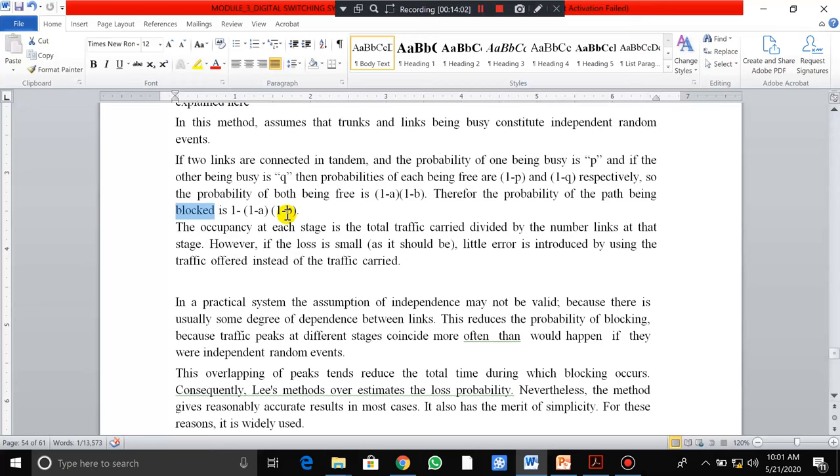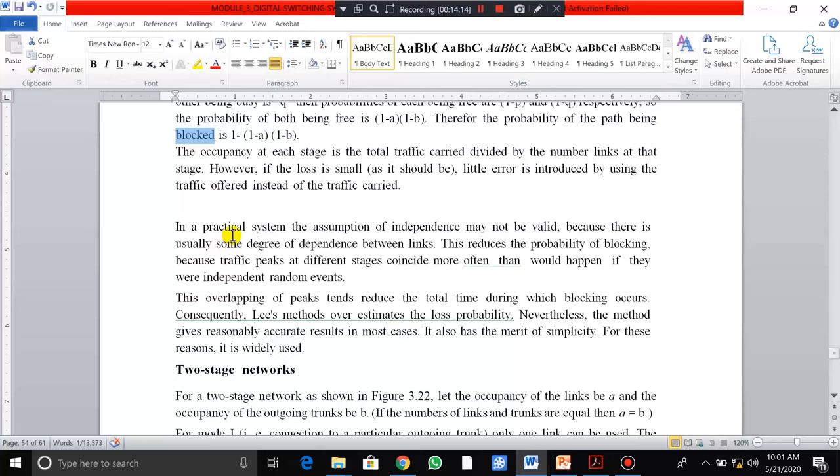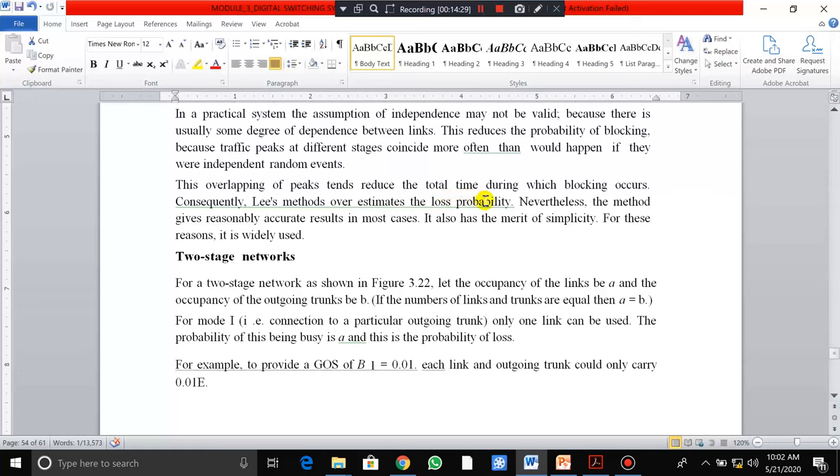The occupancy of each stage is the total traffic carried divided by the number of links at that stage. In a practical system, the assumption of independence may not be valid, because there is usually some degree of dependence between the links. This overlapping of peaks tends to reduce the total time during which blocking occurs, and so reduces the probability of blocking. So next, the two-stage network.